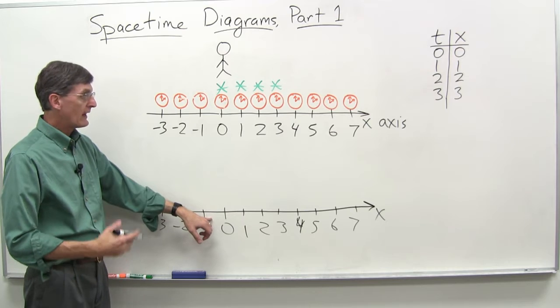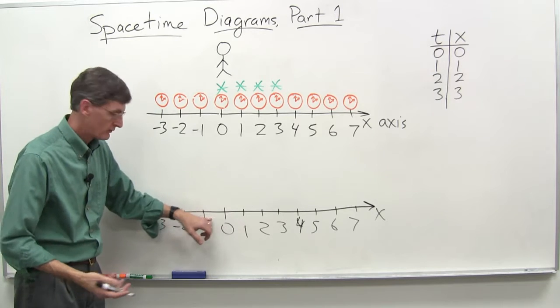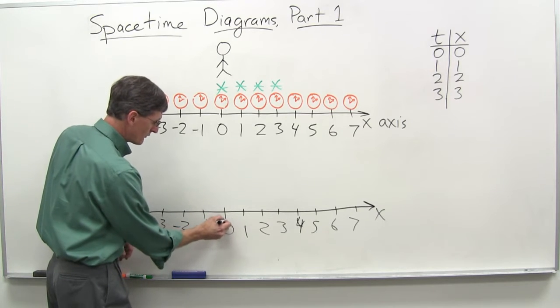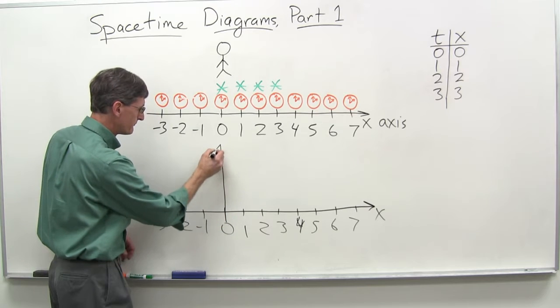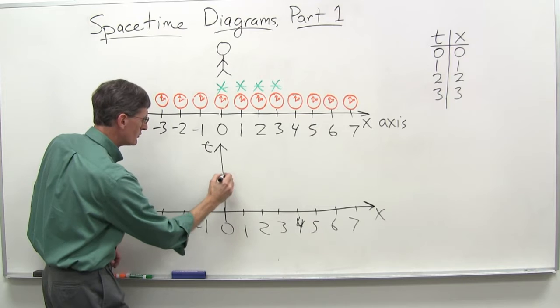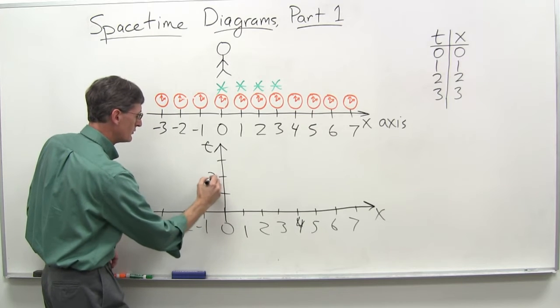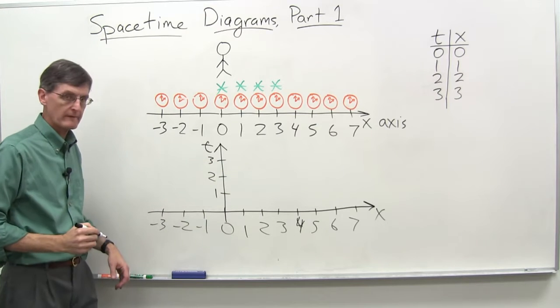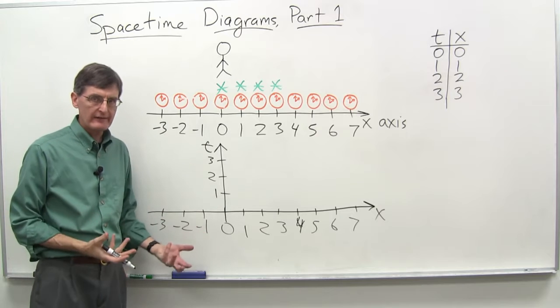And now we're going to add a time axis. Okay, and we're going to do it right along here at the origin. Time there. And do 1, 2, 3. We'll do 3 on it. 2, 3. Okay. So essentially we're creating a plot here.